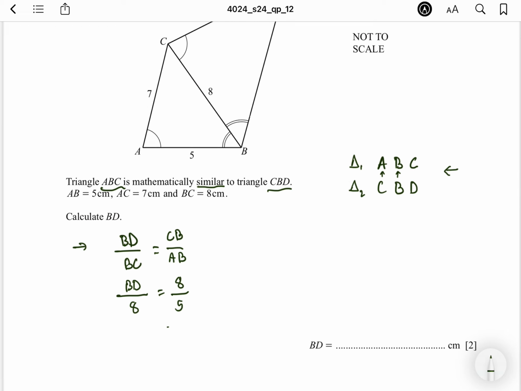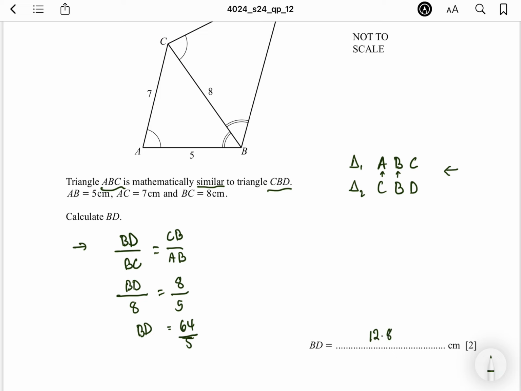You get 64 over 5, which is a calculation that is much easier for you to do. And 64 divided by 5 would be, why did I use the calculator? Okay, 12.8. Do the calculation manually so you won't make mistakes, and you get 12.8.